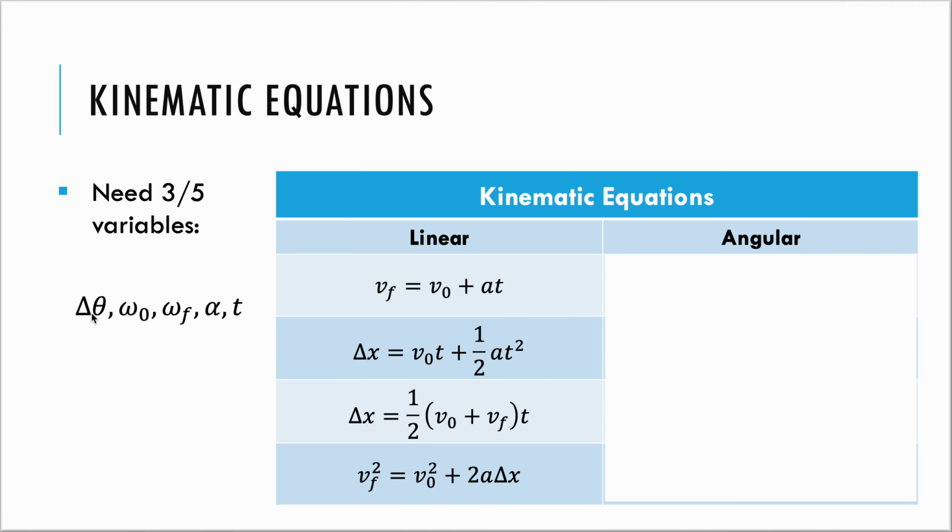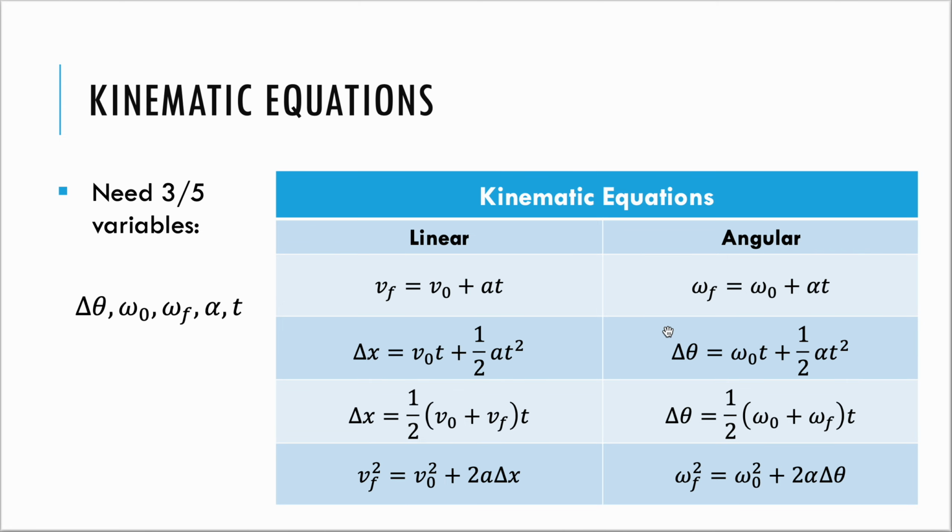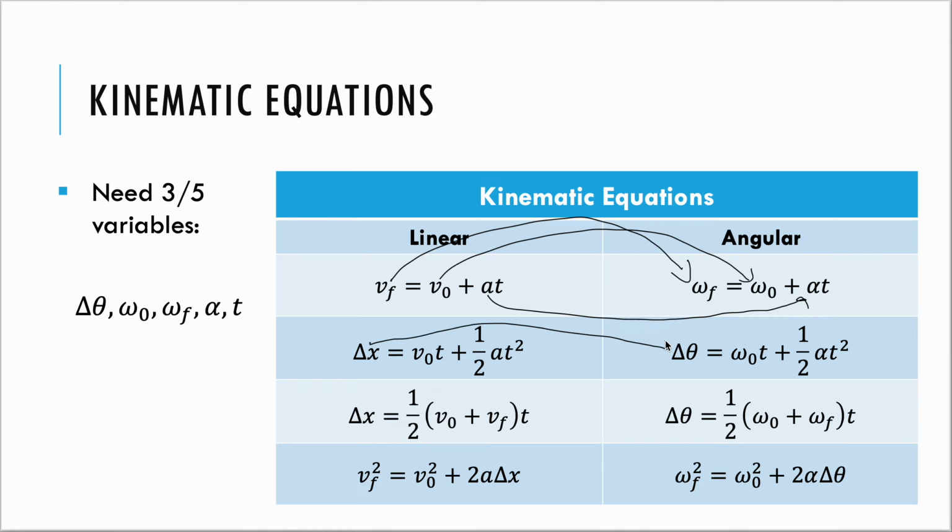This time the variables are angular displacement, initial and final angular velocity, angular acceleration, and time. If we look at the kinematic equations for angular motion, they look just like the linear ones, but the v is replaced by omega, whether it's v initial or v final. The a is replaced by alpha, the t stays the same, and the delta x is replaced by a delta theta.